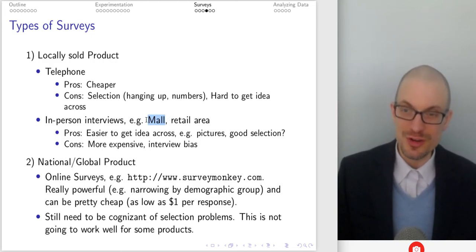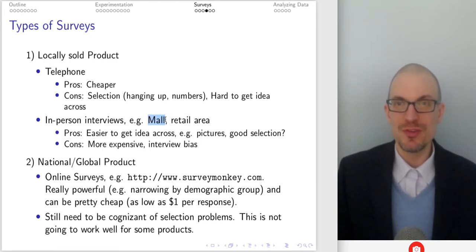Or you can go to a literal shopping mall and you could survey if you're going to end up setting up mall kiosks or something, right? So you can go to the area where your customers are going to be. That's good. A little bit easier to get your idea across. You can have pictures. You might have good selection in the sense of where you've chosen to do the survey. Problem is, this can be really expensive.